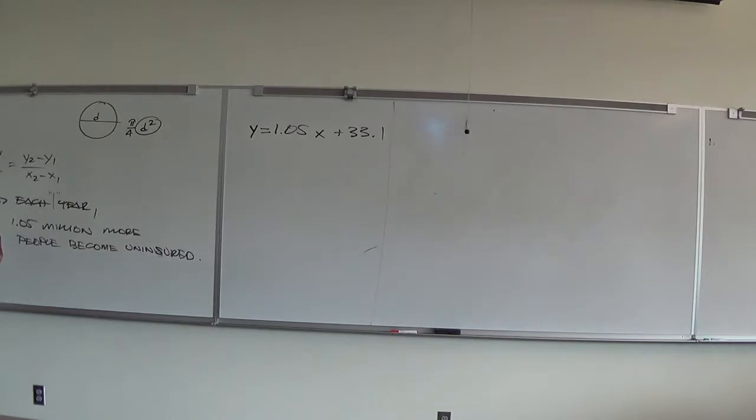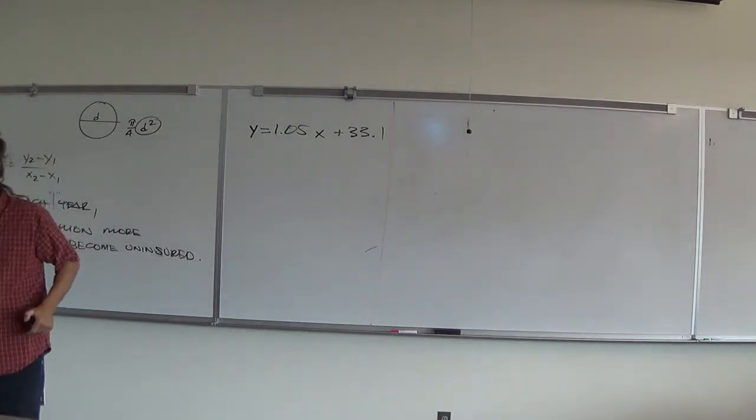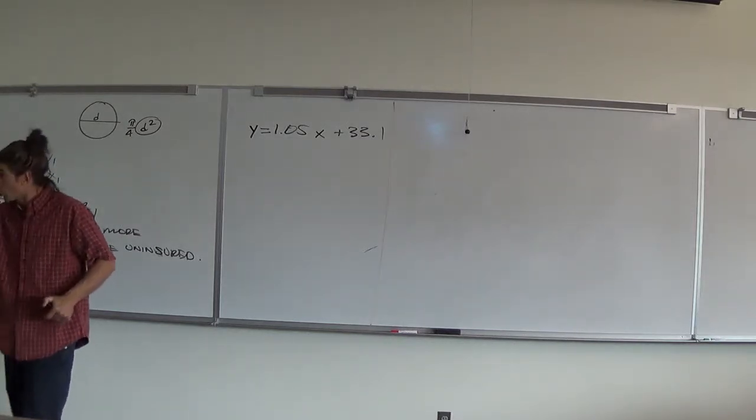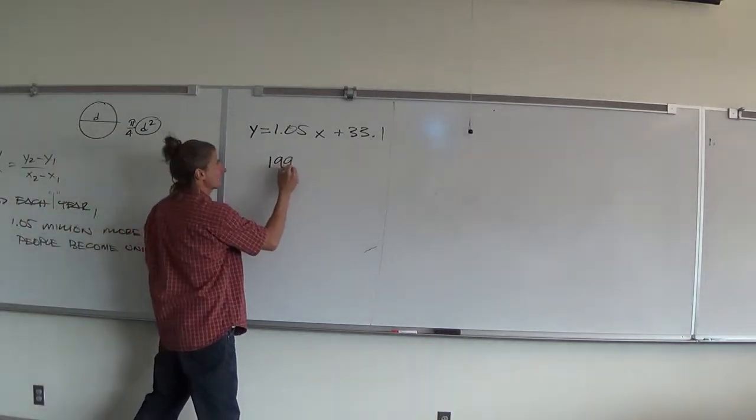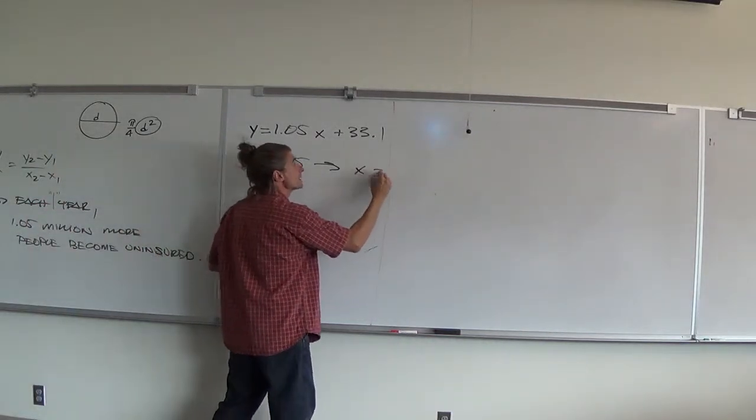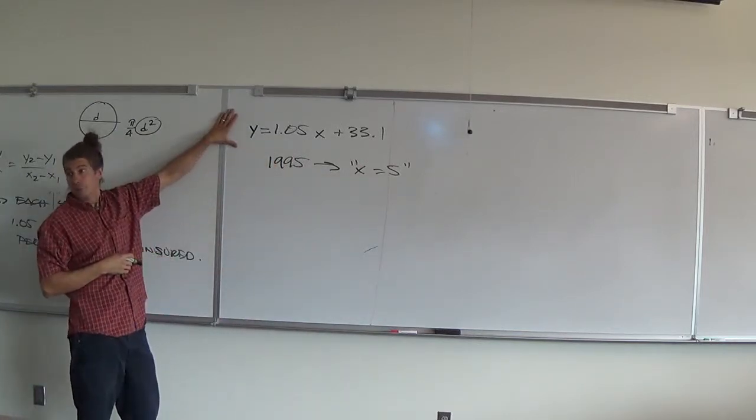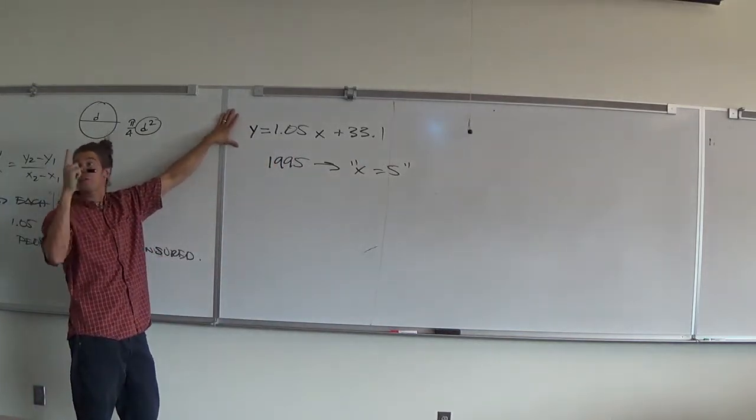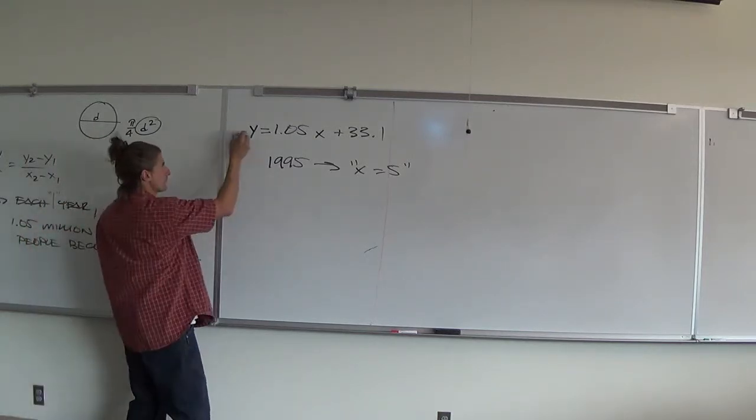people there were. So what you did with either the trace or the table was you stuck 5 in for x. You knew that 1995 means x equals 5. So this formula has two variables. If you can satisfy one of them with a number, you can find the other one. Plug that in.